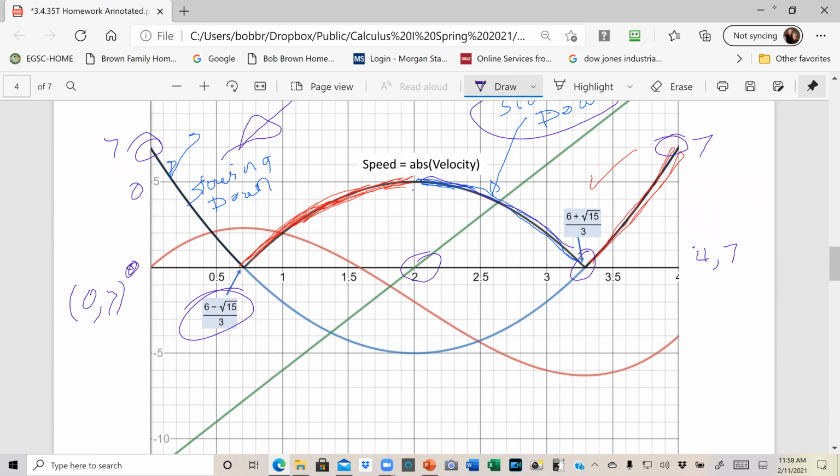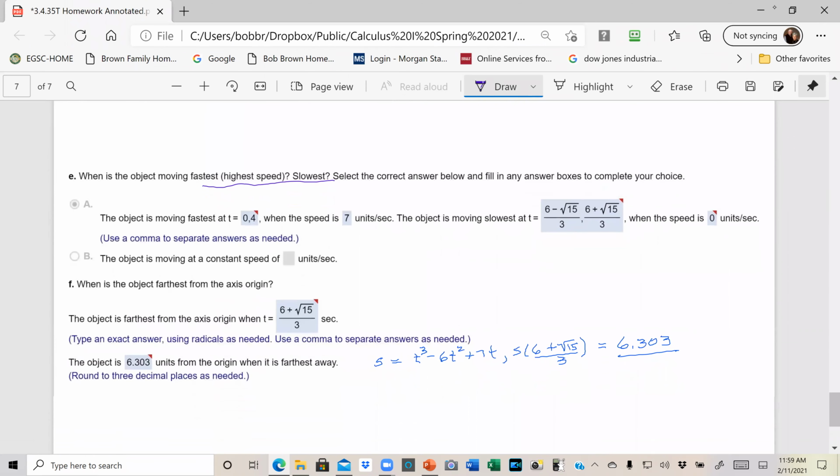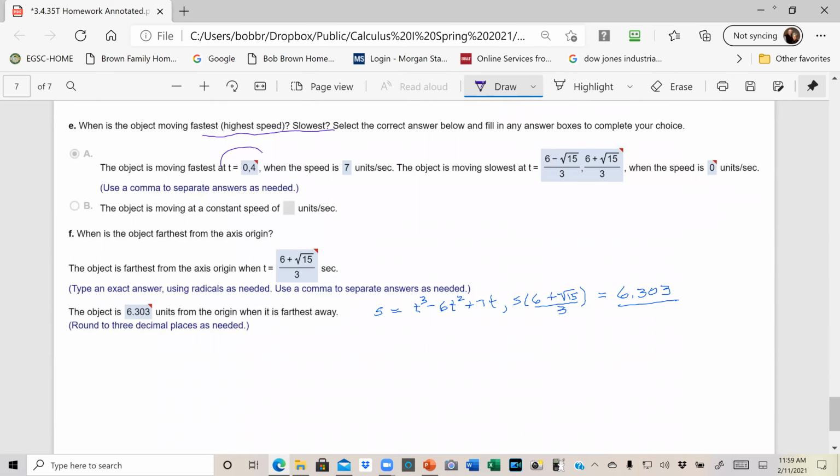And the other question will be when it is at the slowest. Obviously, it'll be at these points where the velocity is 0. In other words, it's not going anywhere. It's at 0 velocity. So it's at fastest, as we said, at 0 and 4, where the speed is 7, and it's slowest at these 2 points where the speed, as we saw, was 0.